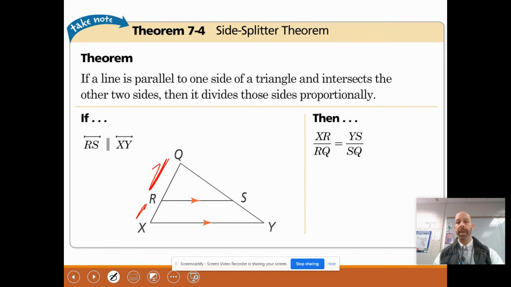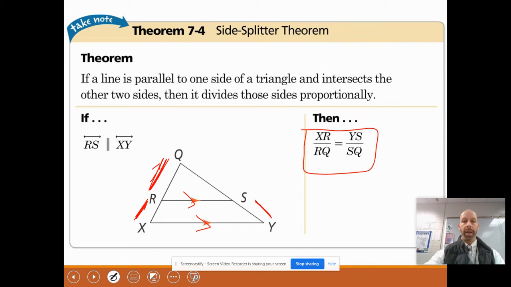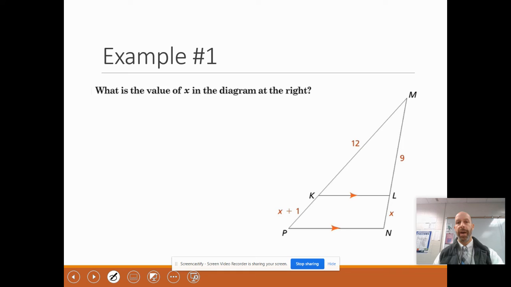And here's what the theorem says. If this segment RS is parallel to that side XY, then we get proportional lengths on the breaking points of the other two sides of the triangle. In other words, XR is to RQ as SY is to SQ. So let's see an example of that.